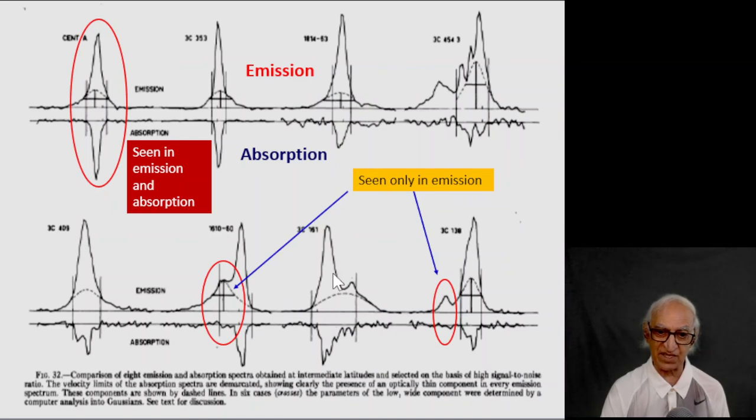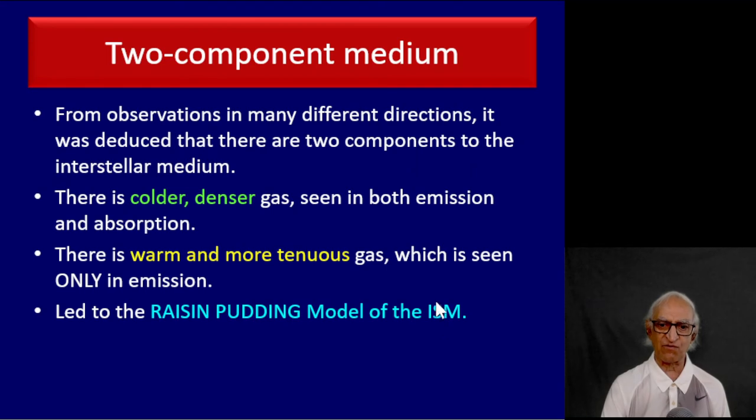There is emission and absorption corresponding to this velocity. There is emission and absorption corresponding to this velocity. But there is emission and no absorption at that velocity. Therefore, from doing this observation in a very large number of galactic directions, it was deduced that there are actually two components to the hydrogen gas in the interstellar medium.